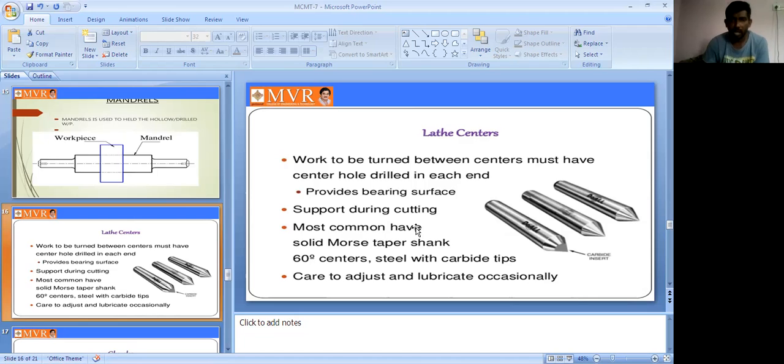The most common are solid taper shank 60-degree centers, steel with carbide tips. We can see here the most common solid taper shank 60-degree centers. The next one is a carbide insert, which can be adjusted and lubricated. This one we can call a carbide insert. So that is the lathe center.